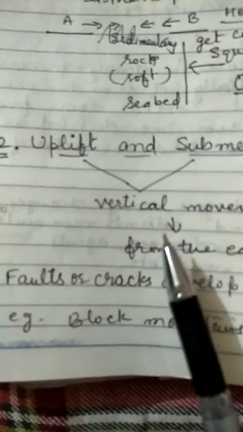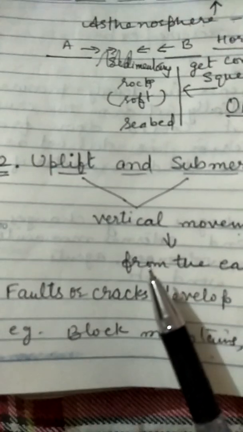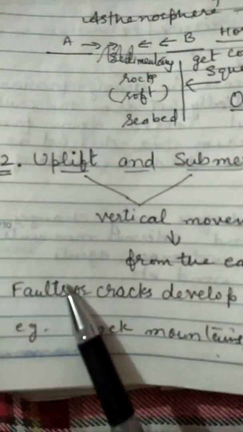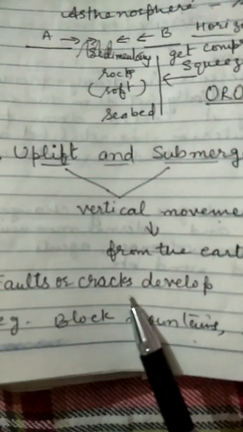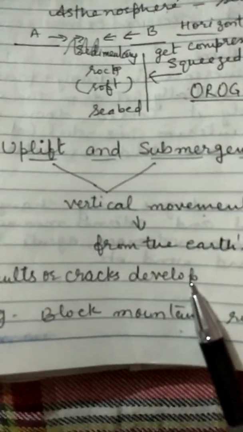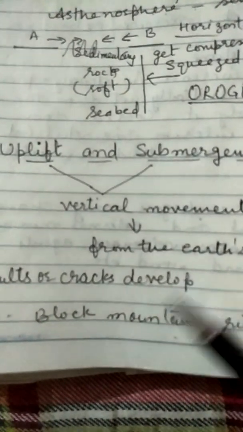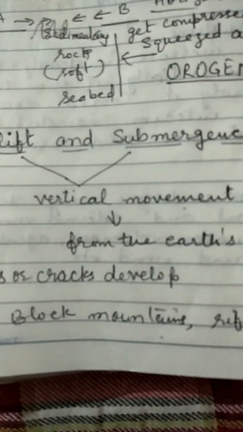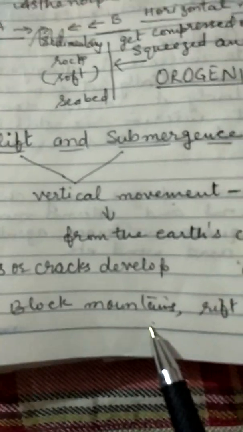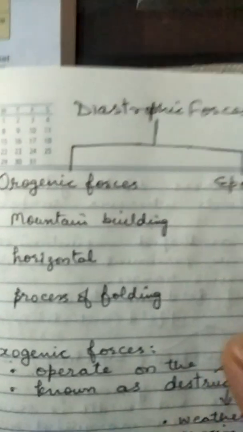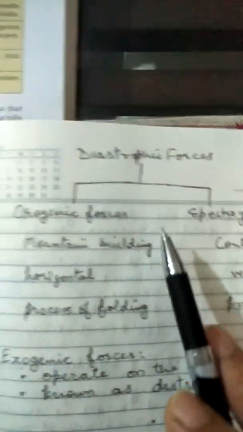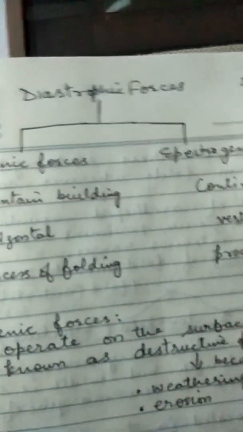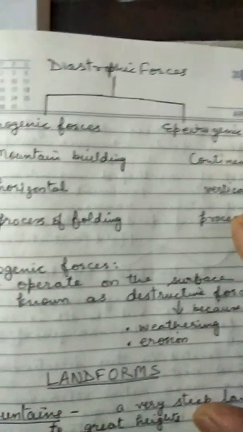In this, what happens if cracks or faults develop on the surface? A fault is a crack. If cracks develop, then either the land subsides or it rises. And the landforms formed are block mountains or rift valleys. So these are diastrophic forces: orogenic and epeirogenic forces.